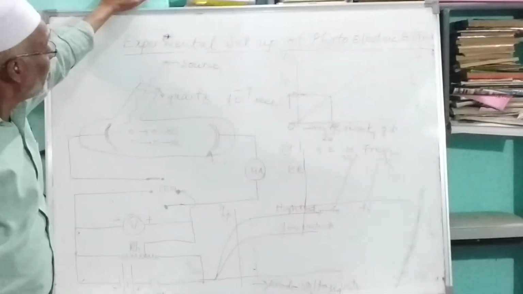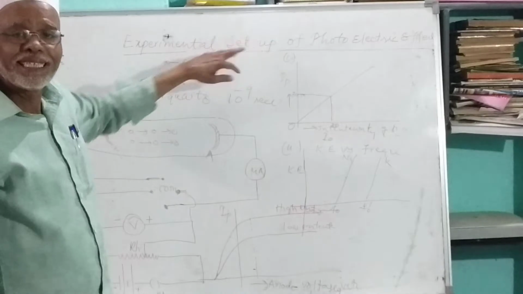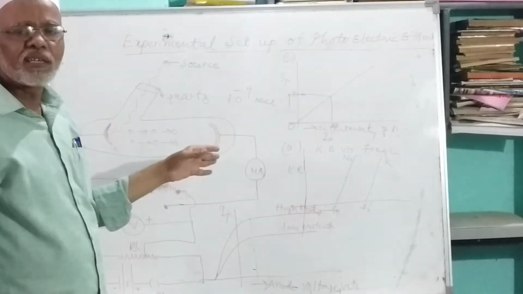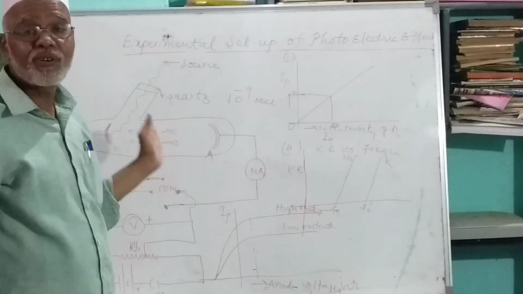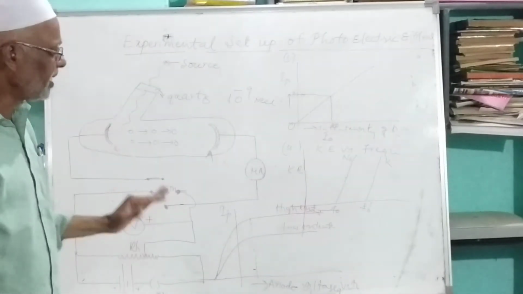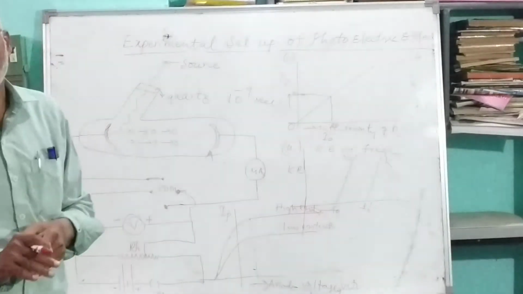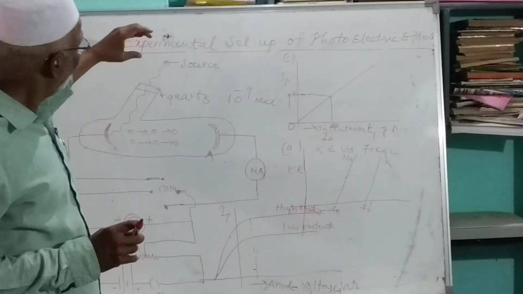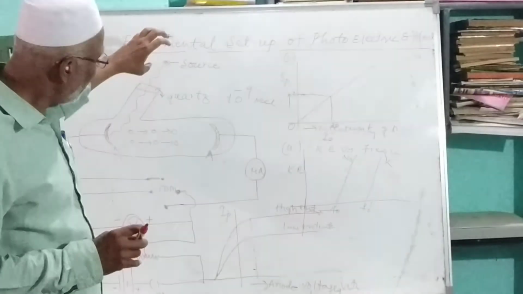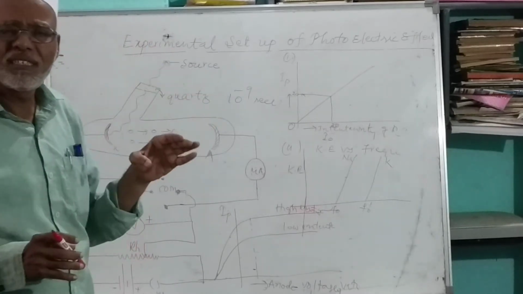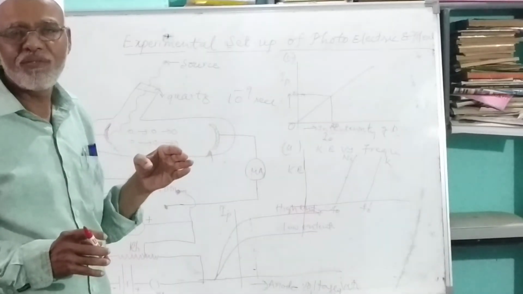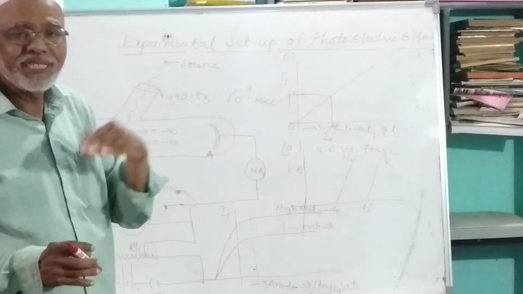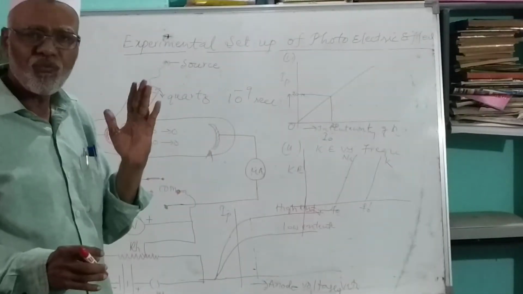When light of suitable wavelength is incident on any metal surface, within nanoseconds the photoelectrons start to liberate from the surface of the metal, provided that the frequency of the incident radiation is above the threshold frequency. Threshold frequency is the minimum frequency of the incident radiation, below which there is no photo emission, and above which you will observe photo emission.